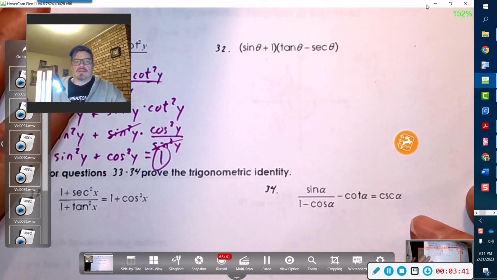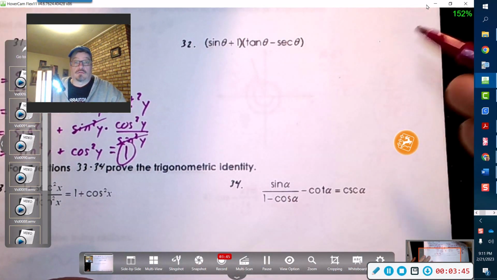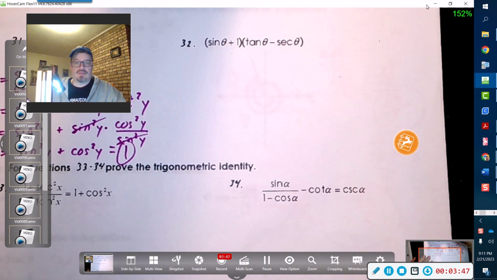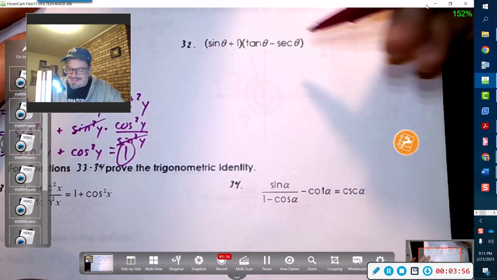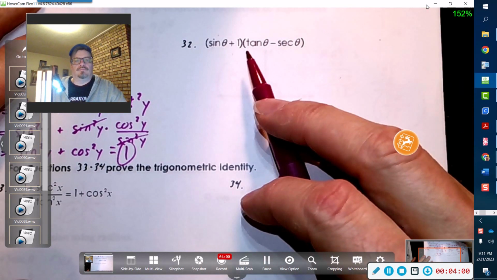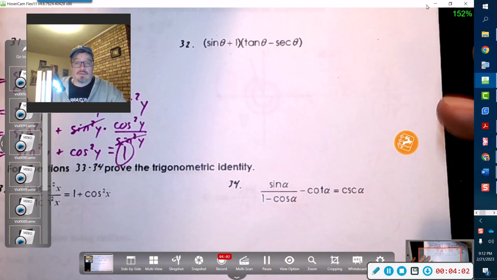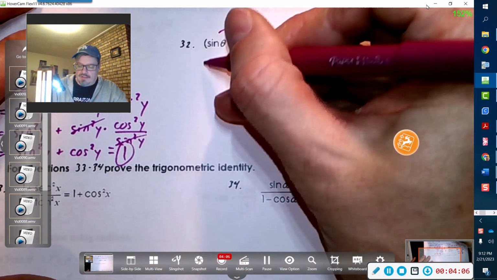All right, this one looks like we're going to do some FOIL here, and we'll just see what happens and clean up the mess and see if I can combine stuff and so on. So we'll go sine, because I don't see any identities. No identities there. It's not an equation, these are expressions. We just simplify. So we'll go sine.